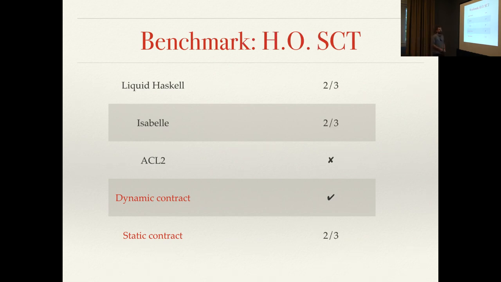There is a follow-up paper about doing higher order size change termination. We're already higher order, so we can take those examples. Okay, ACL2 is sort of categorically eliminated here because it's first order. I think the important thing, so dynamically, this is going to be true on all these benchmarks, dynamically we can always check it. Statically we do as well as Liquid Haskell or Isabelle. And we didn't have to work very hard to get this to go through. We just had to figure out what was the runtime enforcement mechanism that's kind of implicitly in that SCT paper.